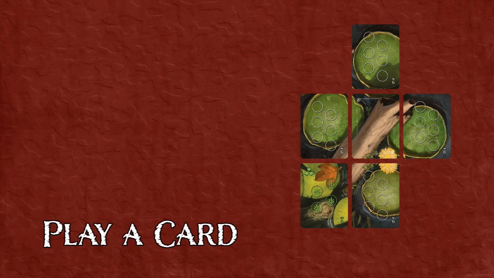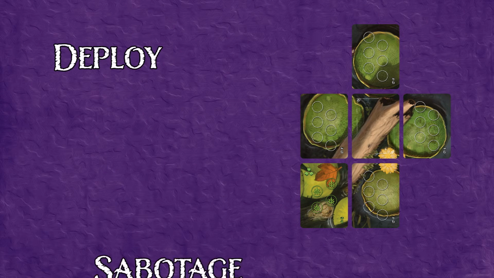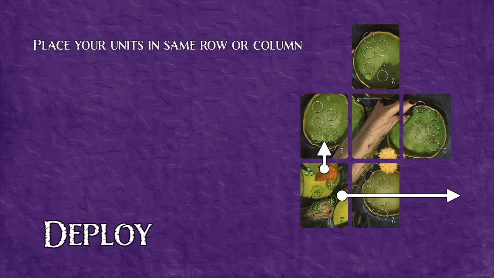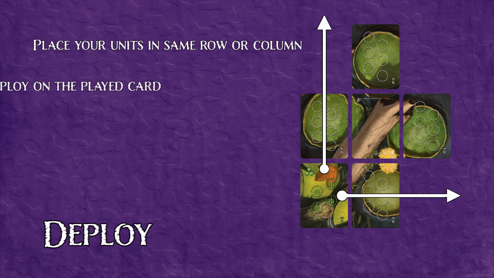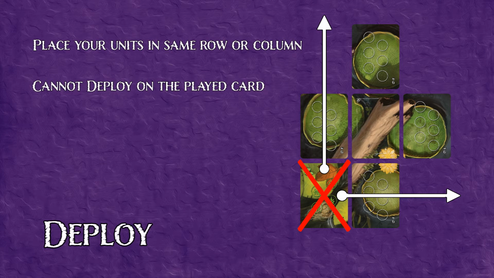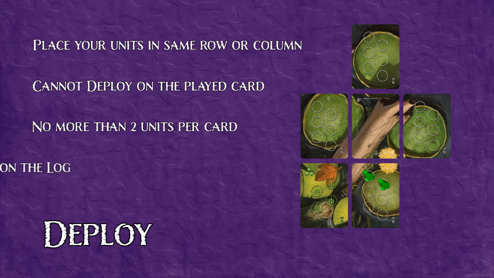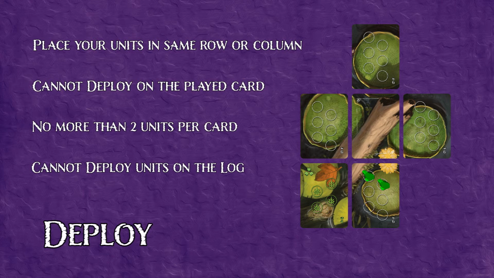There are 2 types of actions to choose from: deploy and sabotage. To deploy, a player places a frog or bullfrog on any card in the same row or column as the card played, with the exception that you cannot deploy on the card that was just played. For example, I can deploy a frog here for my first action, and here for my second action, but no more than 2 units can be deployed to a single card in one turn. So, for my third action, I deploy a frog here.